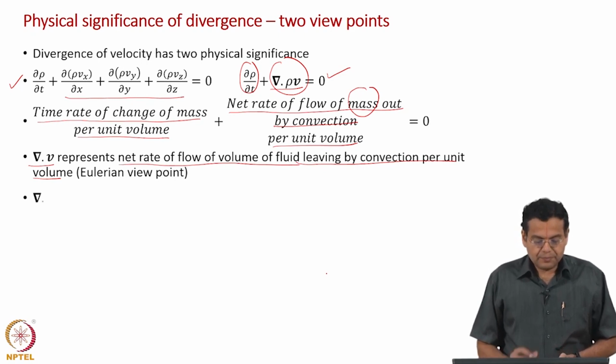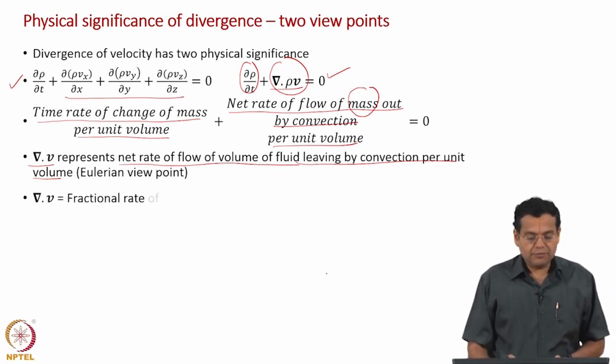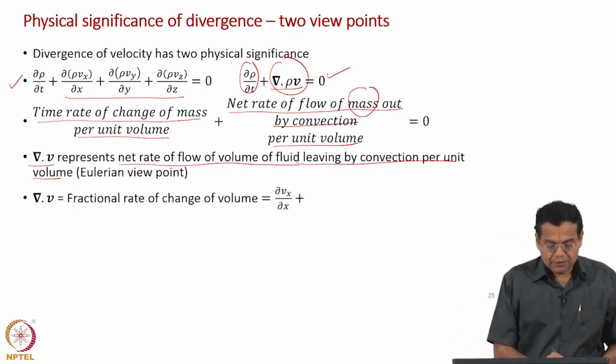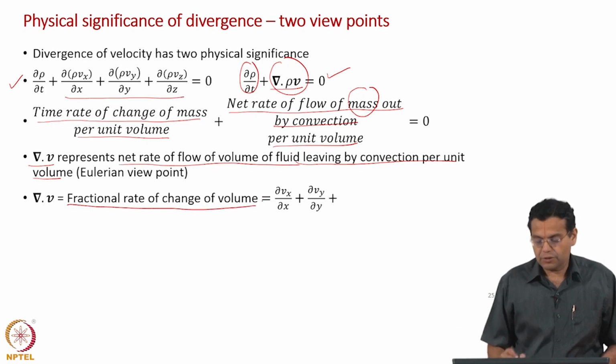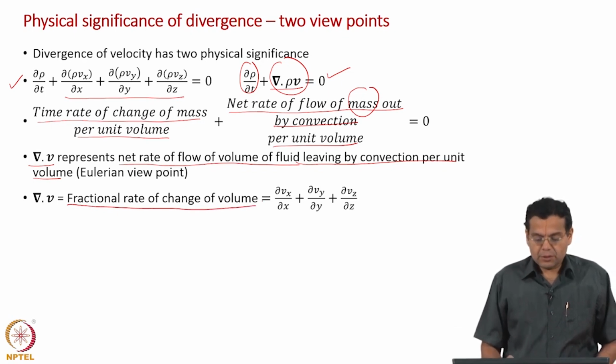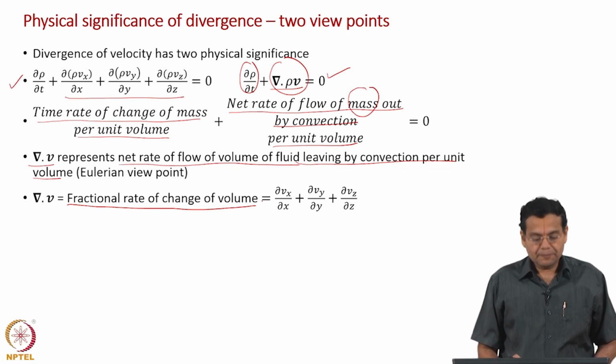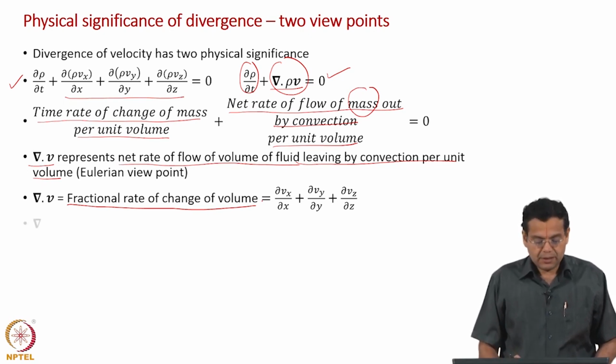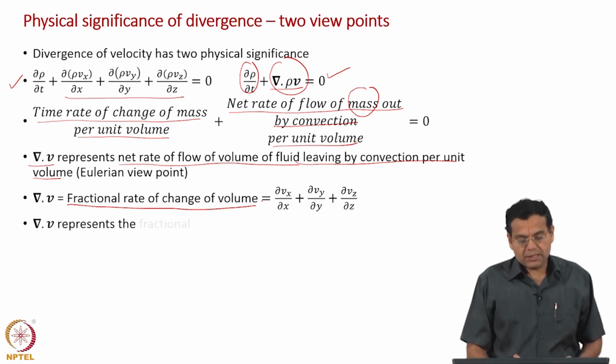Now, we have seen an alternate viewpoint for del dot V in the previous slide, which is fractional rate of change of volume. So, we can interpret del dot V also as fractional rate of change of volume. Okay. What does it mean?